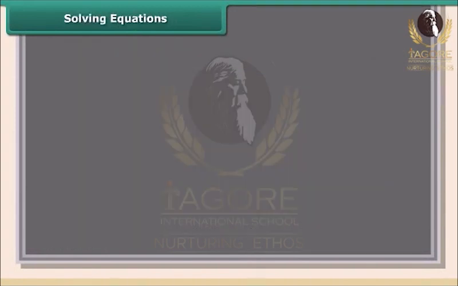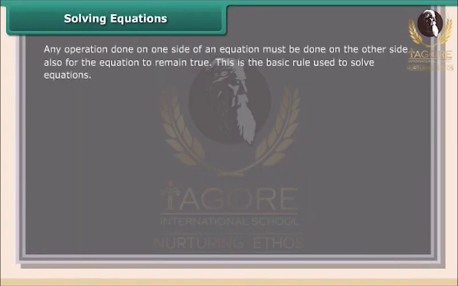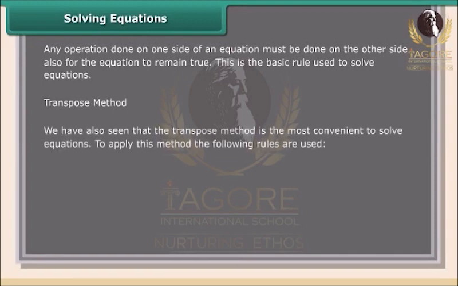Solving equations. Any operation done on one side of an equation must be done on the other side also for the equation to remain true. This is the basic rule used to solve equations. Transpose method. We have also seen that the transpose method is the most convenient to solve equations. To apply this method, the following rules are used.